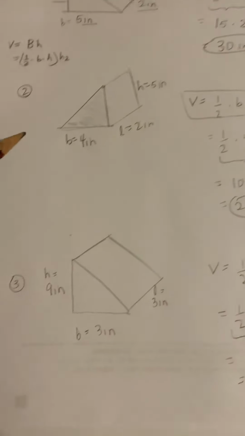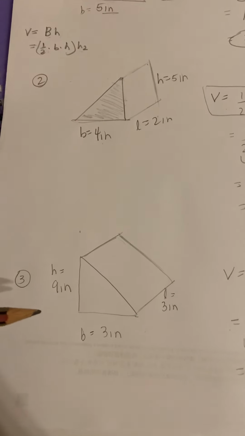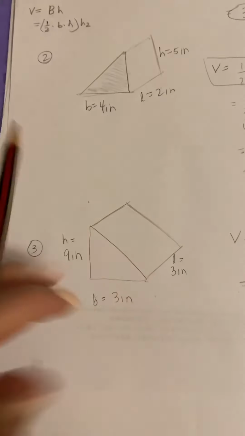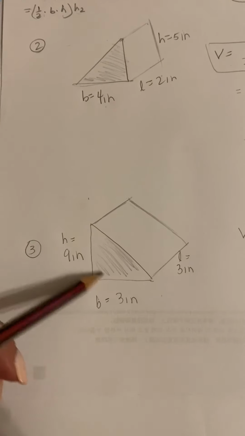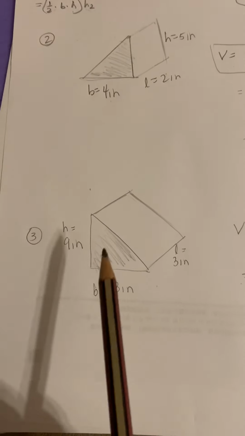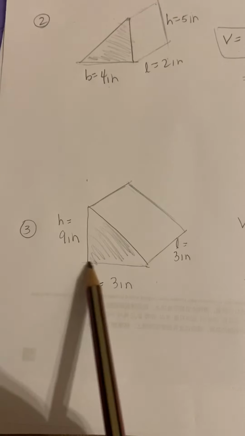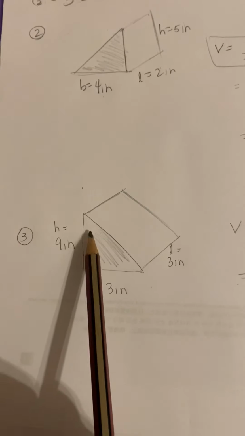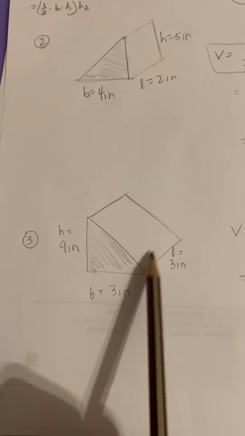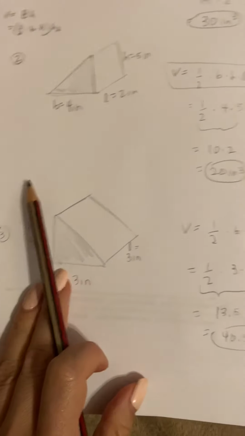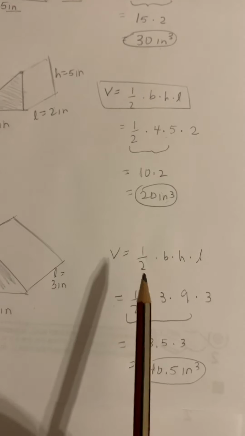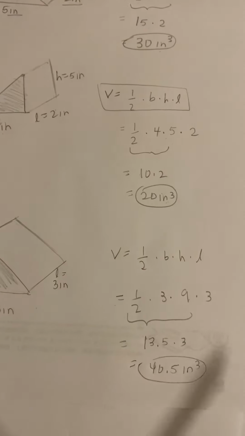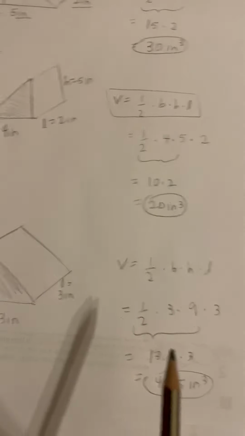I'll help you with one more example. Example number 3. Again, here is our base. We'll label each side. Here we have the base of the triangle B. The height is 9 inches, and then the depth is 3 inches. We'll start off by writing our formula: 1/2 times base times height times the depth of the triangular prism.